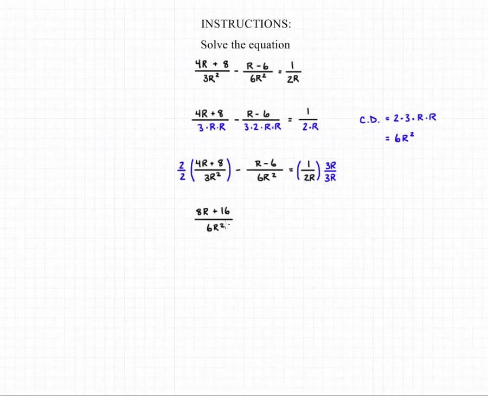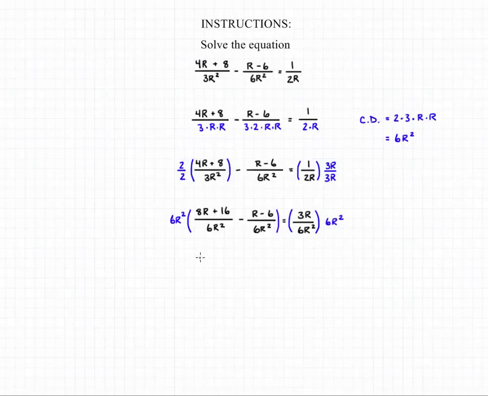That will give us 8r plus 16 over 6r squared, minus r minus 6 over 6r squared, and that's going to equal 3r over 6r squared. And the reason we get all the denominators the same is that now we can multiply both sides of the equation by that common denominator and cancel it out, and we get rid of all the fractions.